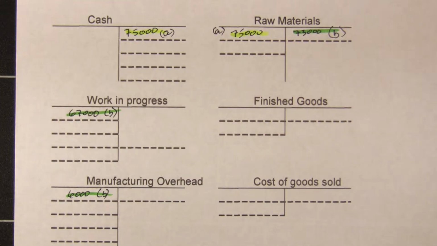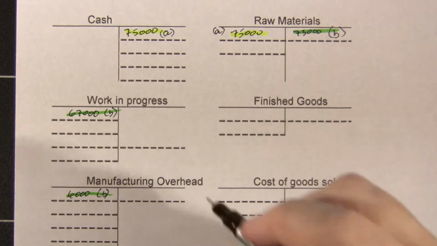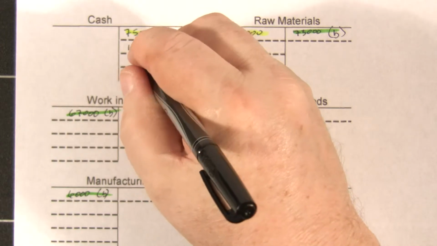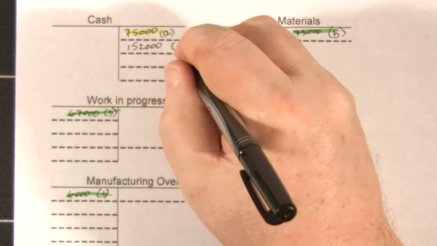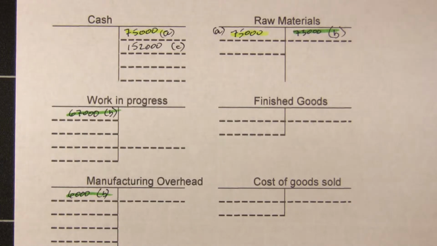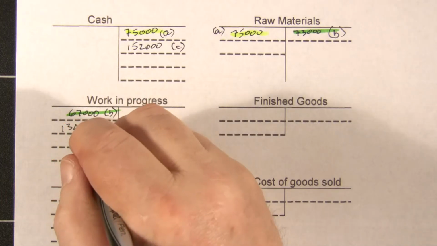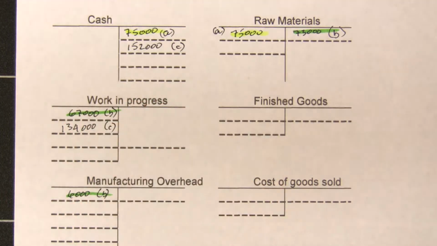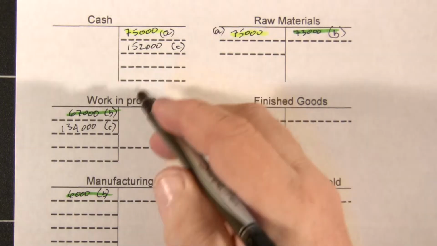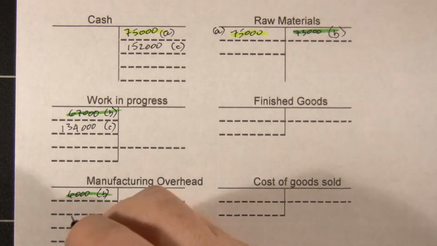Okay, the next thing it tells us is total labor wages of $152,000 were incurred and paid. $134,000 was for direct labor, and the remainder was for indirect labor. Well, we know the cash part. We spent $152,000. And of that $152,000, we're told that $134,000 was direct labor, so that goes to work in process. It's not an expense, it's an asset. And the remaining 18, 152 subtract 134, goes to overhead.